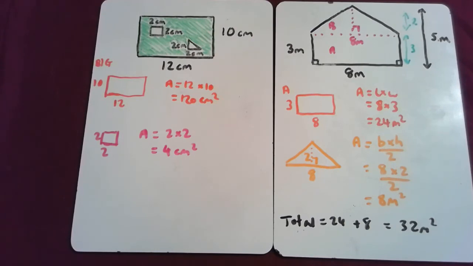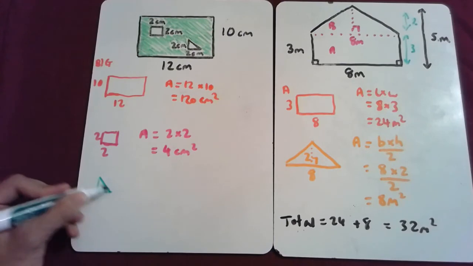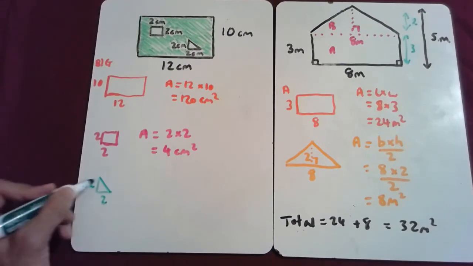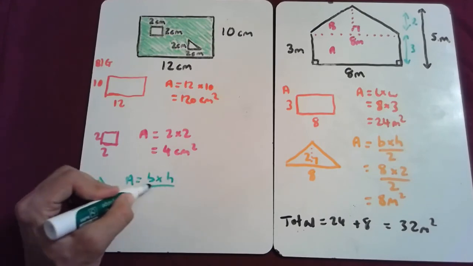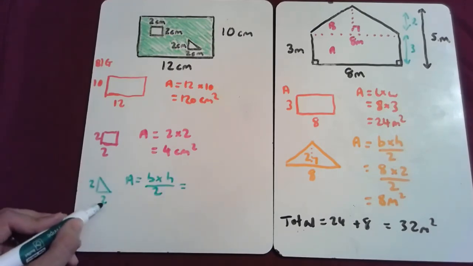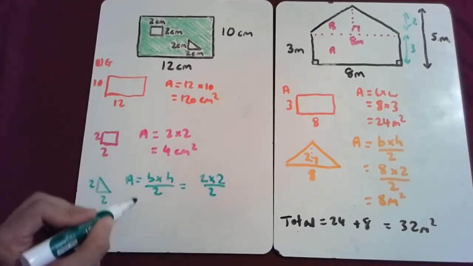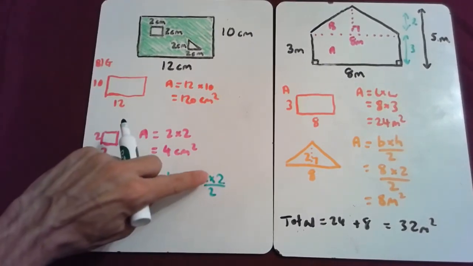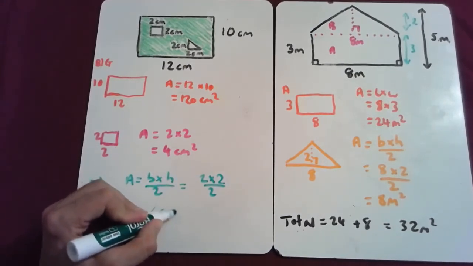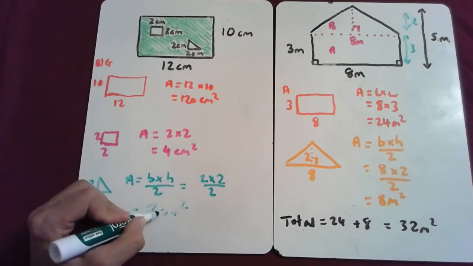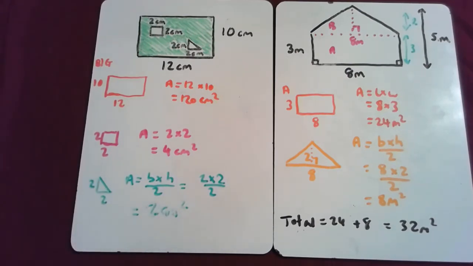We also had a triangle. The triangle over here, which was also 2 by 2. Now the area of the triangle is, as we said, base times height divided by 2. Base is 2, height is 2, which is 2 times 2 divided by 2. 2 times 2 is 4, divided by 2 is 2, gives us 2 centimeters squared as well.